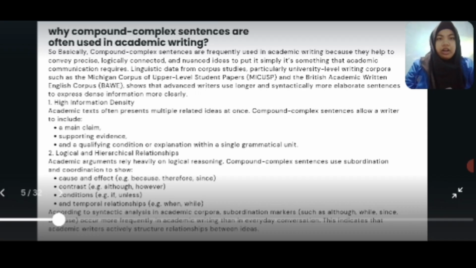And then, logical and hierarchical relationships. Academic arguments rely heavily on logical reasoning. Compound complex sentences use subordination and coordination to show cause and effect, for example, because, therefore, since; contrast, for example, although, however; condition, for example, if, unless; and temporal relationships, for example, when, while. And according to syntactic analysis in academic corpora, subordination markers such as although, while, since, because occur more frequently in academic writing than in everyday conversation. This indicates that academic writers actively structure relationships between ideas.